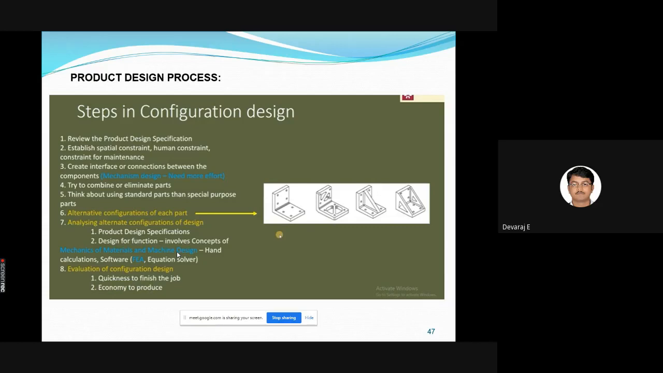If you attach a TV to this bracket, only the maximum load may be coming, a static load. A constant load will be acting on this bracket. Then you should do the analysis. Then you should go for FEA, that is finite element analysis.